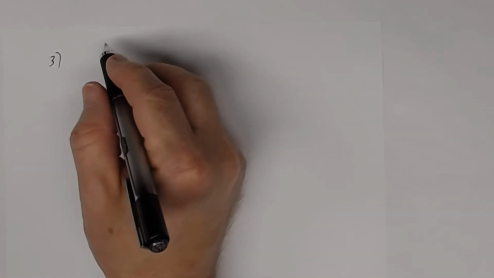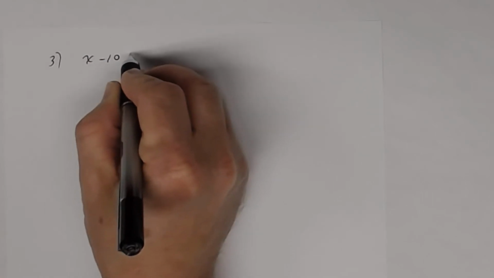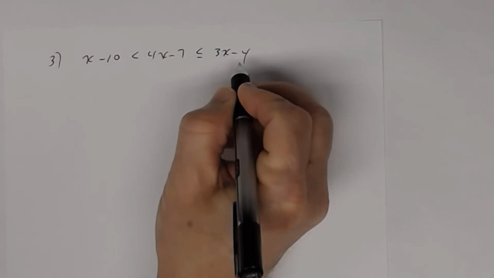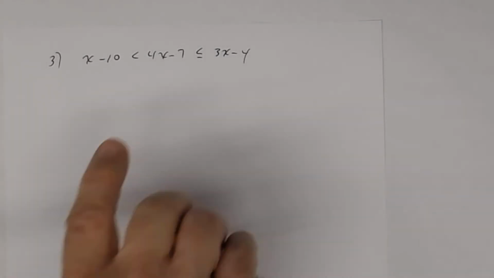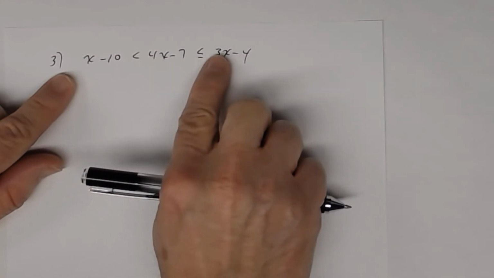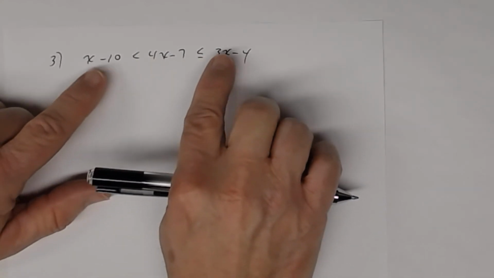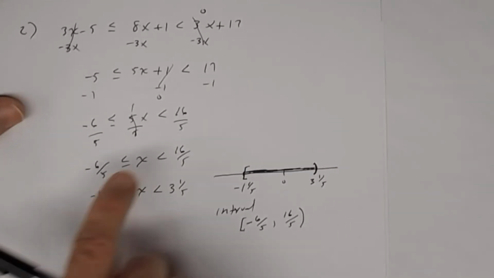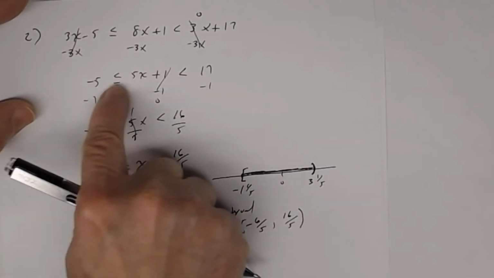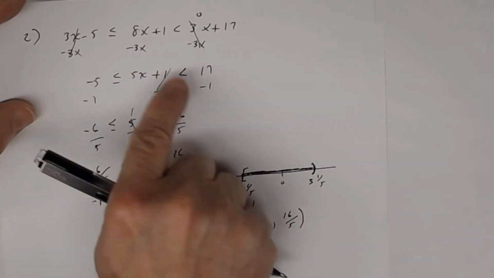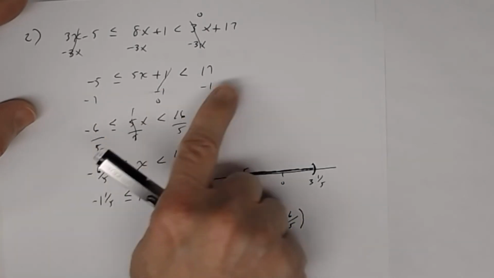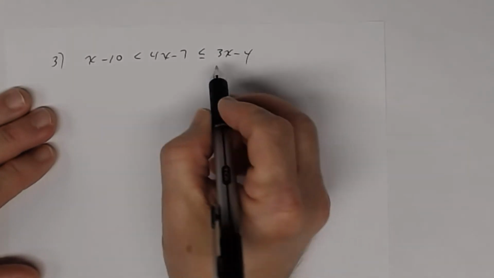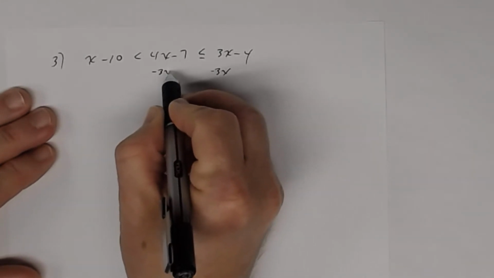We have x minus 10 is less than 4x minus 7 is less than or equal to 3x minus 4. So notice I have variables in all parts, right? X, 4x, 3x. The problem here is that the variable expressions on the outside are not the same. So it's impossible to get it to where you only have real numbers on the outside. So for example, if you subtract 3x from all parts, it's not going to work.